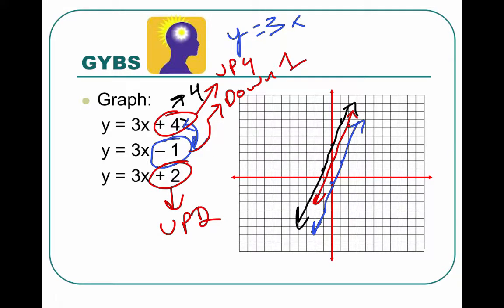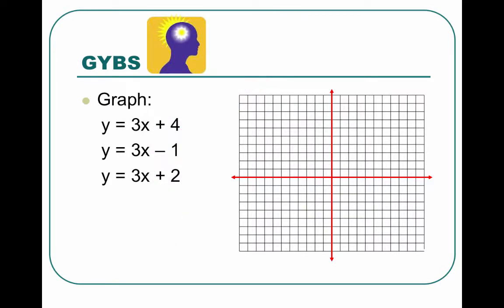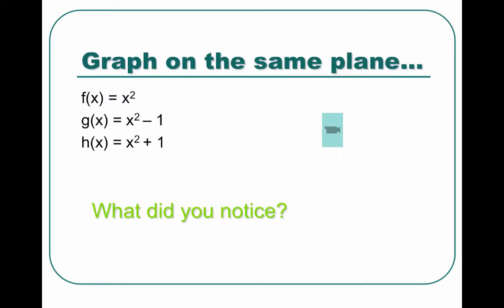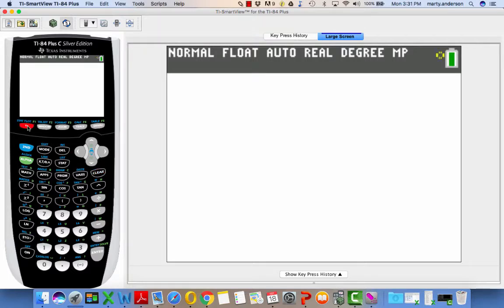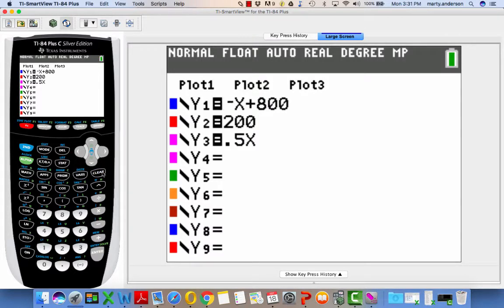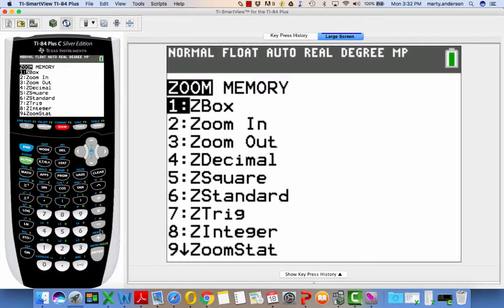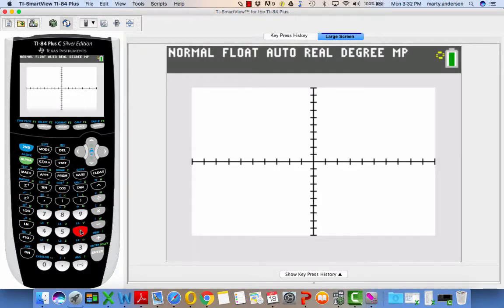So what we're going to be looking at today is some of these other guys here. Graph all of these things on the same plane. So y equals x squared is a parabola. We can go back to y equals, and we can go to x squared, and we can zoom, standard. We can go to number 6, and we can see our graph. And we have y equals x squared.